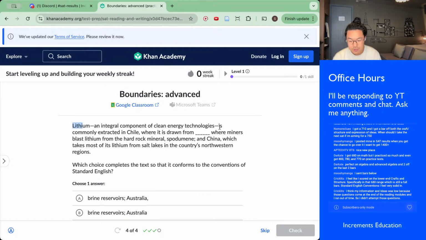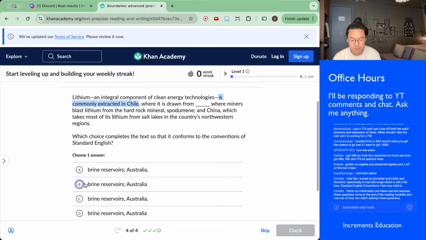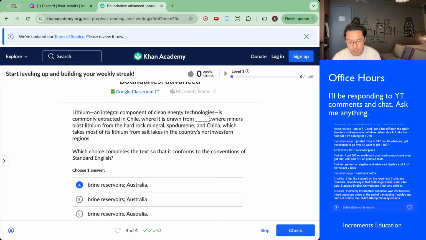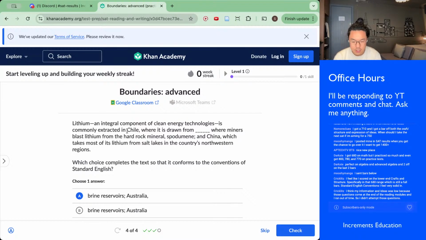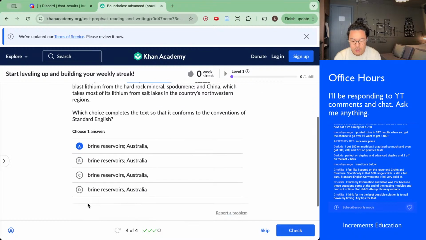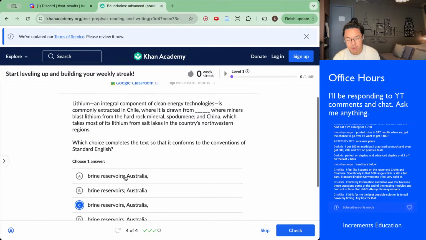Lithium is commonly extracted in Chile, where it is drawn from brine reservoirs; Australia, where miners blast lithium from hard rock mineral, spodumene; and China. Okay, at this point, this is a list. This is probably a little more straightforward, but when you look at "in Chile, comma, where it is drawn from brine reservoirs," you might be tempted to use a comma at first here. But for me, the moment I know that has to be a semicolon is the moment I read Australia. When I see Australia, I come back to Chile, and later I'm going to see China. So I see those three things working as a list.